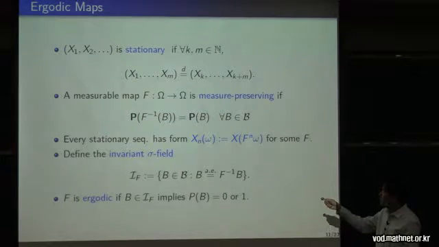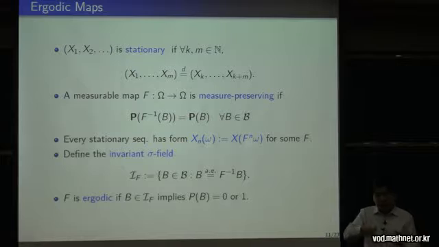A measure-preserving map is any map F such that when we take a measurable set and we look at the pullback of that set, then the probability of that set is the same as the probability of that. So in other words, applying F to a set does not change its probability. And of course, if you apply it again, then it doesn't change. Well, okay, sorry. That's false.